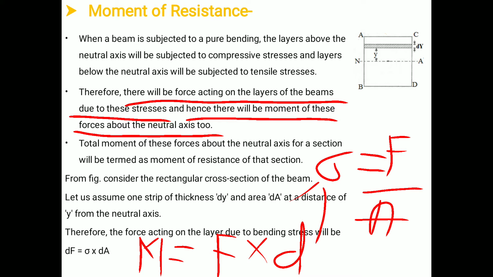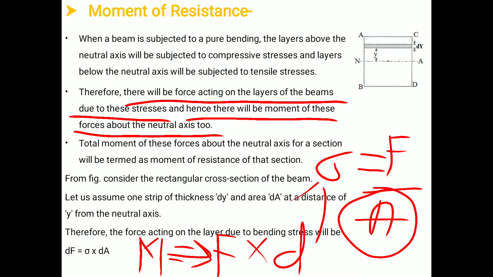What is the step-by-step procedure? First of all, we have to find out the value of sigma from the tensile and compressive stresses. Once you know sigma, we can find the value of force, because the area we can calculate using this: the thickness of the strip is dy and its width is b. We can easily find out the area. Once you know the area and sigma, we can find the force, and once you know the force, we can find the moment too.